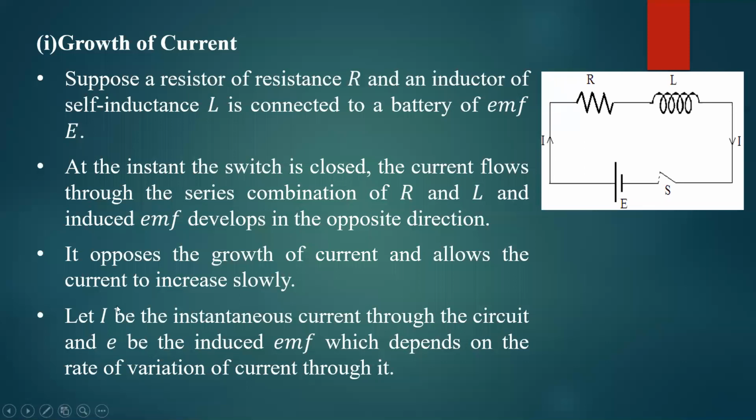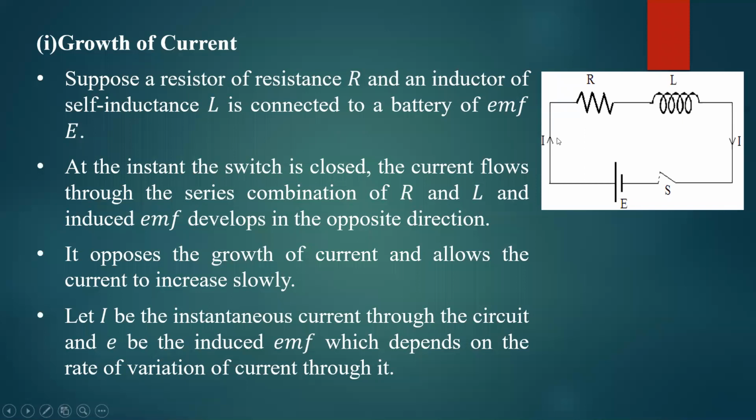Slowly it will increase. So let I be the instantaneous current at any time t, and small e be the induced EMF, which depends on the rate of variation of current through it. We know that voltage across the inductor is given by minus L into di by dt. That is the expression for voltage across the inductor. So let us find out what is the expression for I.